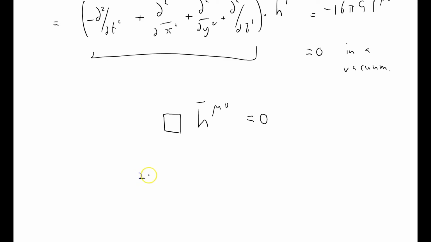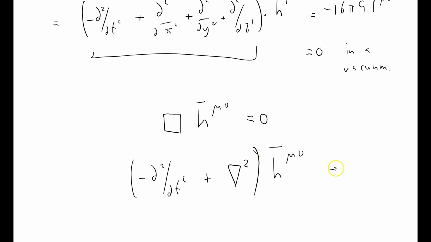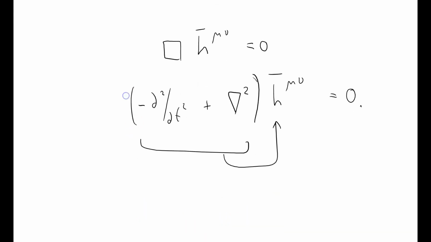Or I can rewrite it in a slightly different form. Di 2 di x squared plus Laplacian. I think is it Laplacian with a squared? I can't remember. H bar mu nu equals 0. So again, we've got our operator acting on this thing here equals 0. This is a wave equation, of course. Wave equation.